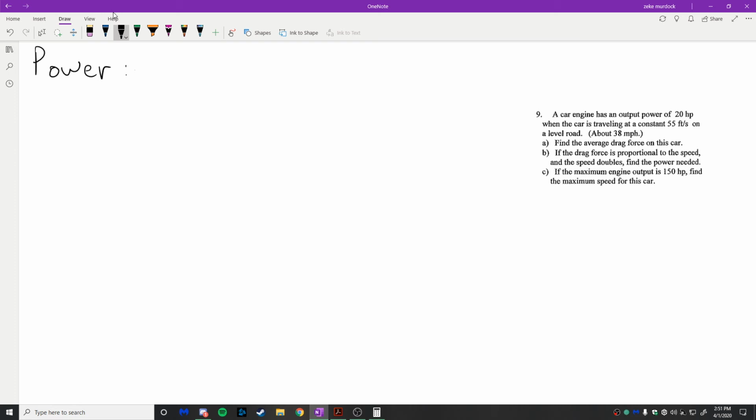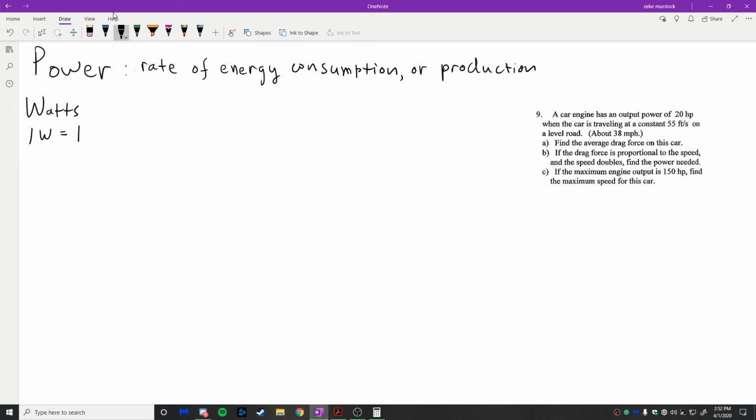All right, so power is the rate of energy consumption, or it's the rate at which work's done. It's either the rate of energy consumption or production. So the rate at which something's giving off energy or taking in energy, that could be power. Like a light bulb. And power is measured, by the way, in watts. And 1 watt is equal to 1 joule per second.